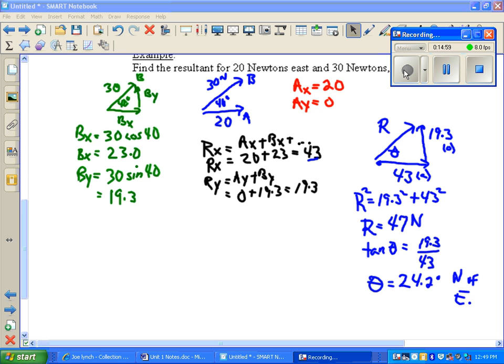The values we thought we should get were roughly 45 and 23. We're pretty close, so we know we've done it correctly. This is actually more accurate than doing the scale model, because in the scale model you may be off a little bit in your measurements. So at the end of this, you should be able to find the x and y components of a vector, and then also be able to add vectors using components.